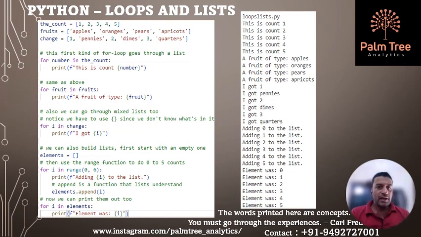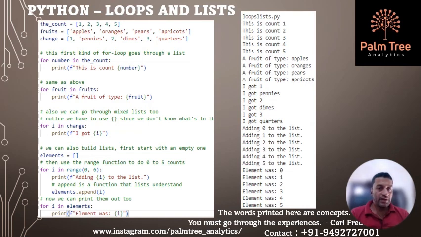The elements list is empty, right? We did not put any values in it. But we are trying to append to that empty list, append i. We can put anything else, but for the sake of example we are keeping i. So that i is being placed: 0 is added to the list, 1 to the list, 2 to the list, and so on.